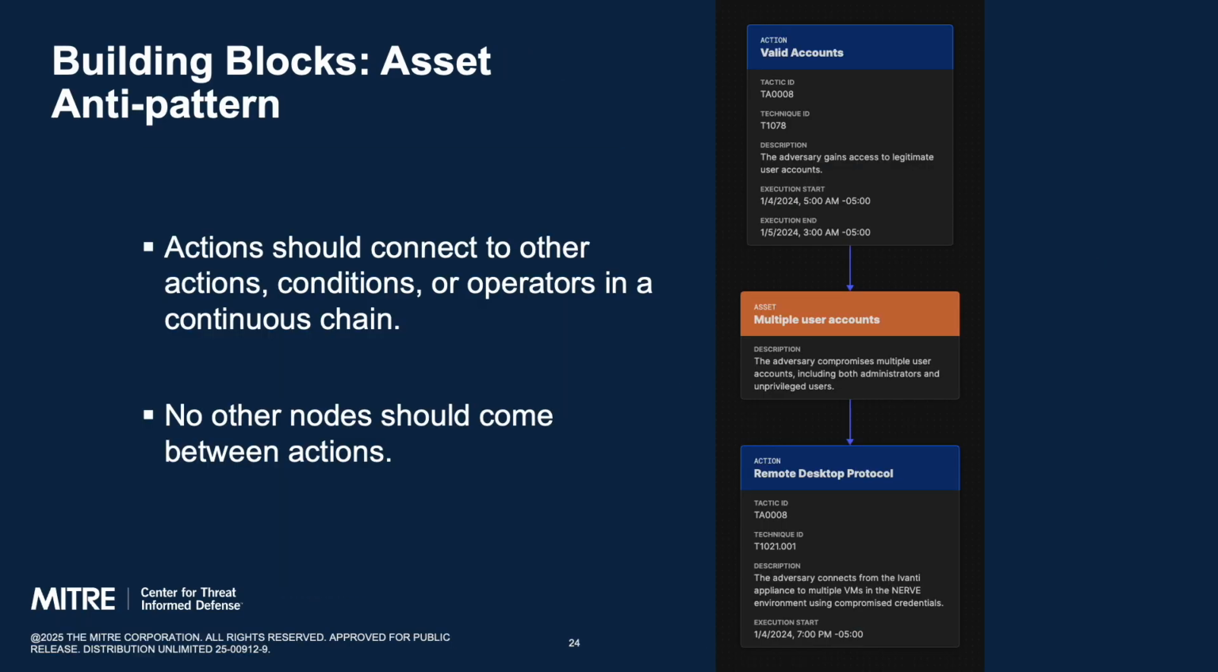One anti-pattern that we have observed with users who are new to Attack Flow is to insert an asset in between two actions, as opposed to the previous slide where the asset was off to the side. Inserting the asset in between the two actions is technically allowed, but is not recommended. Instead, actions should connect to other actions, conditions, or operators in a continuous chain, and no other node types should come between a pair of actions.